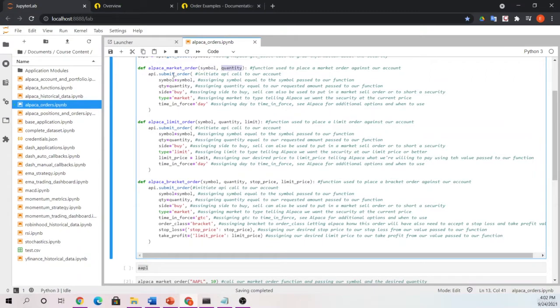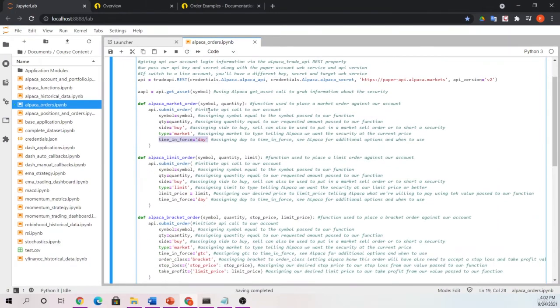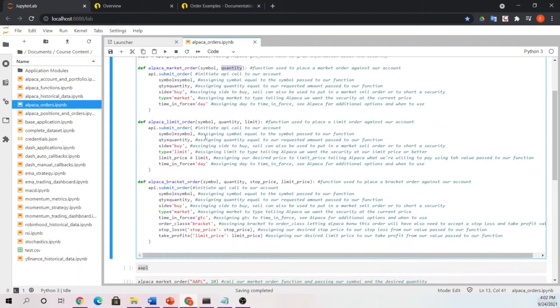So here I'm going to call my API, I'm going to give it a symbol, and assign the symbol equal to our input. I'm going to assign it a quantity, so Alpaca needs the qty value of your call to be equal to a quantity. I'm going to tell it the side is equal to buy, the type is equal to market, and the time in force is going to be equal to day for our example. So I'm simply going to have two configurable inputs to the market order, which is the symbol and the amount that I want to buy.